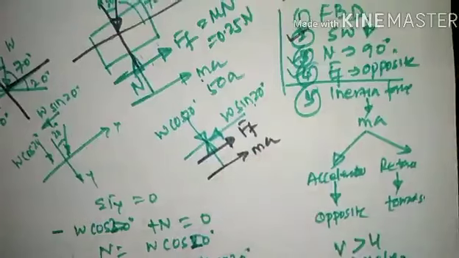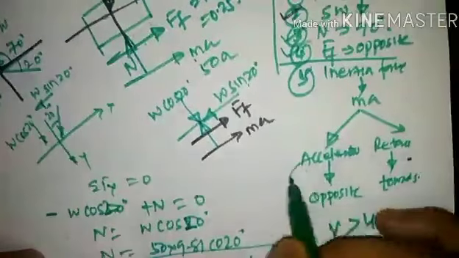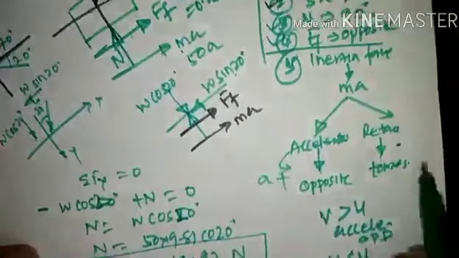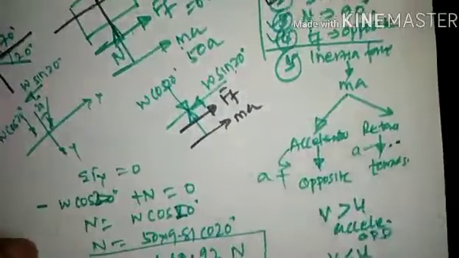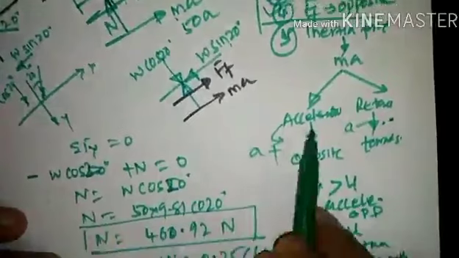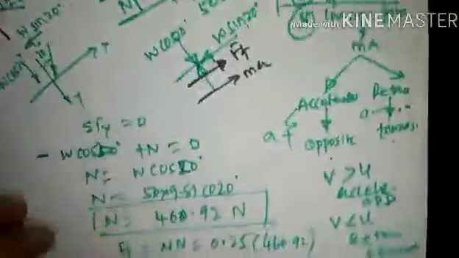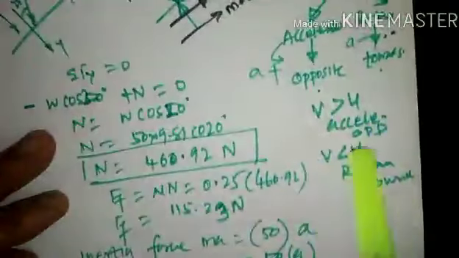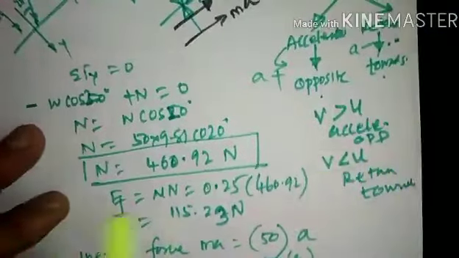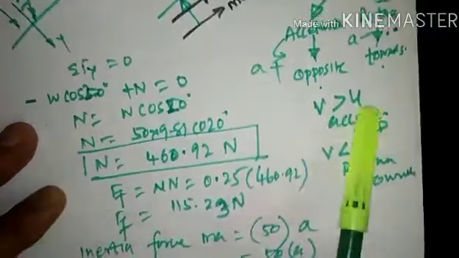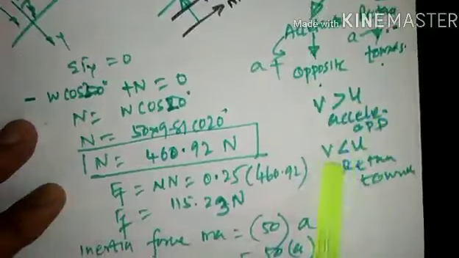It is nothing but m into a. And inertia force will have two categories, either an acceleration category or a retardation category. When it is acceleration category, a will be considered as positive. When it is retardation category, a shall be considered as negative. In the acceleration category, it will be opposite to the movement of the body. In the retardation category, it will be towards the movement of the body. So this is how we are supposed to find out. This term will help you whether it is a case of acceleration or retardation. If final velocity is greater than initial velocity, acceleration. If final velocity is less than initial velocity, then it is a case of retardation.